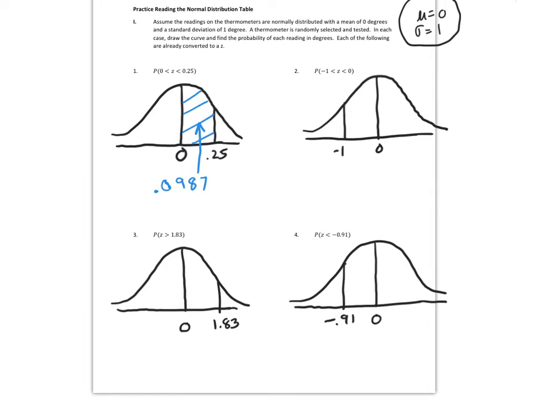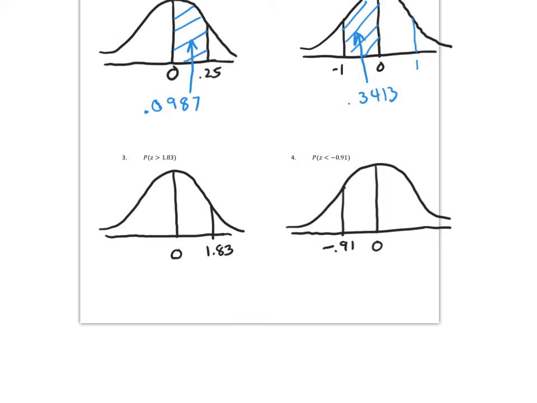Number 2, I'm trying to find the probability in between a -1 and a 0. So I'm trying to find this probability. Now, the probability between 0 and -1 is the same thing as from 0 to 1. So 0.3413 is that area right there.